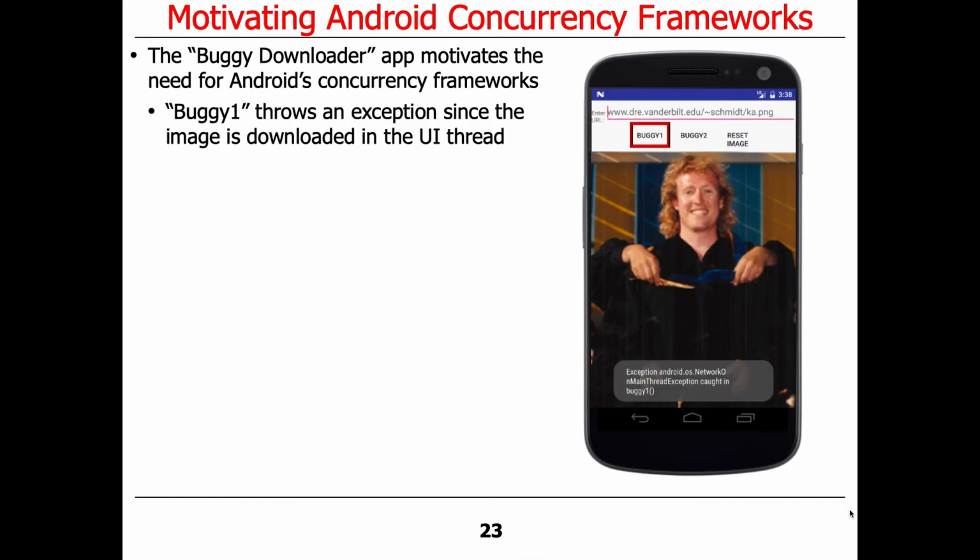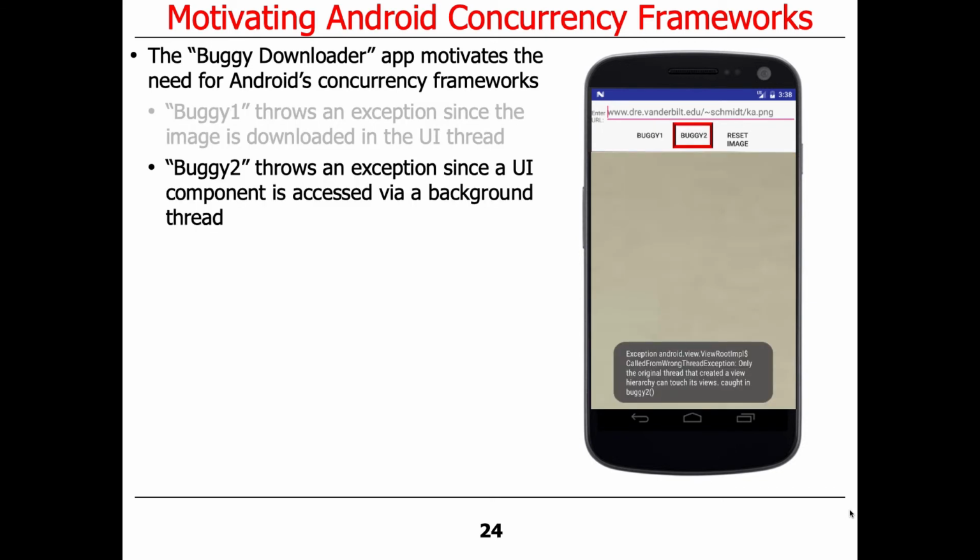So if you run Buggy 1, it'll throw an exception because it attempts to download the image in the user interface thread. So you'll get an exception saying that there's an exception in Buggy 1 because you tried to use network calls in the main thread. There are ways of disabling that exception check, but it's not a good idea.